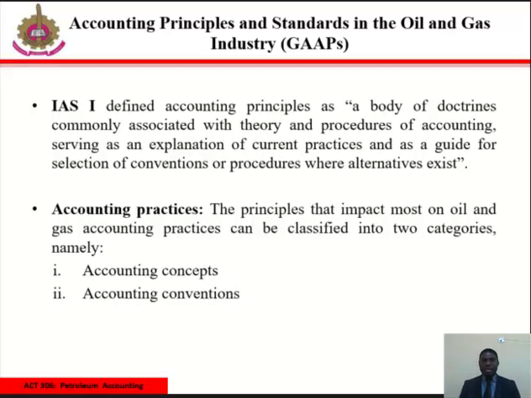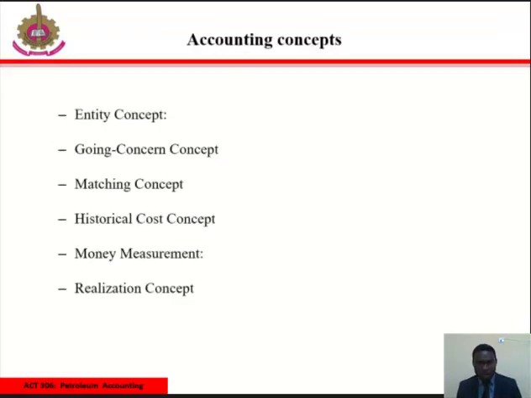Now, accounting practices. The principles that impact most on oil and gas accounting can be classified into two categories, as we are familiar with: accounting concepts and accounting conventions. The accounting concepts are entity concept, going concern concept, matching concept, historical cost concept, money measurement, that is the value of money, and the realization concept. All these are the same concepts that we use for the accounting treatment of oil and gas.